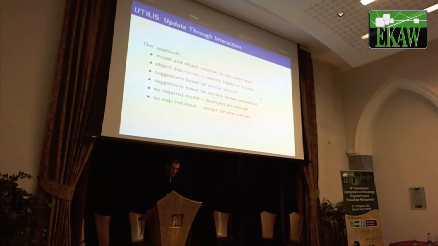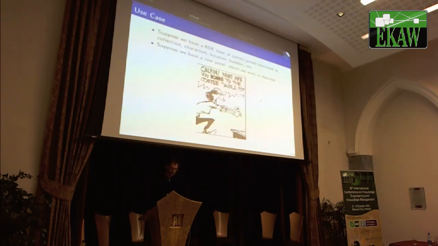The suggestions will be based on similar objects that already exist in the base, and they will also be based on the already known properties of the object that you are creating. There are no required models. Examples are enough, but if there is a model, this can be used as well. And there is also no required input, which means that the user gets some suggestion even before inputting anything. So you don't have to type first characters, you get some suggestions from the start.